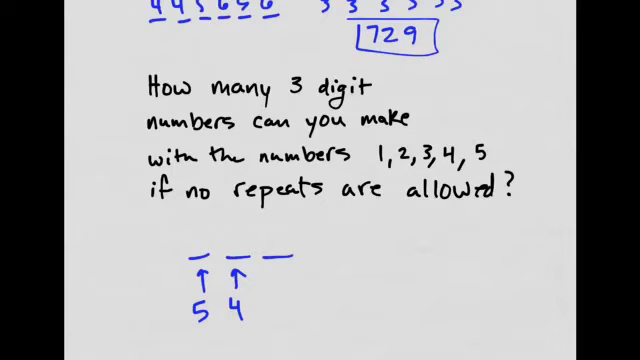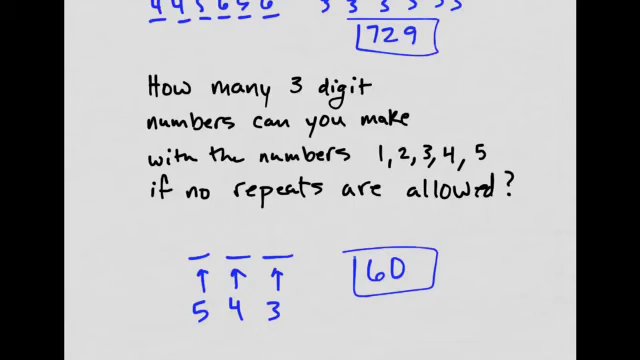And then for the last one, I've chosen 2. I don't care which 2. I just know that I have 3 choices left. So the total number, without repeating, is 5 times 4 times 3, which is 60.